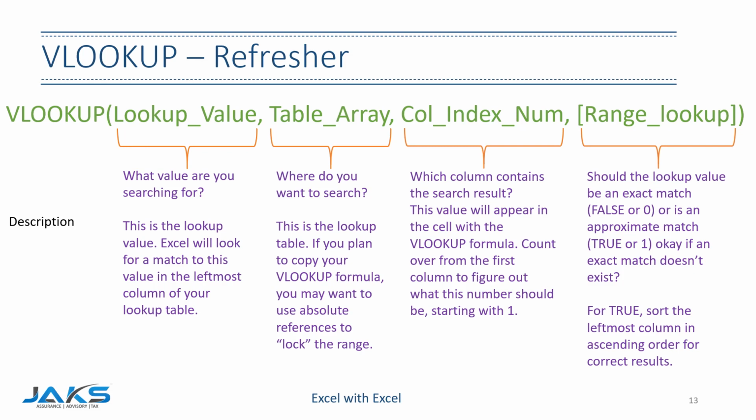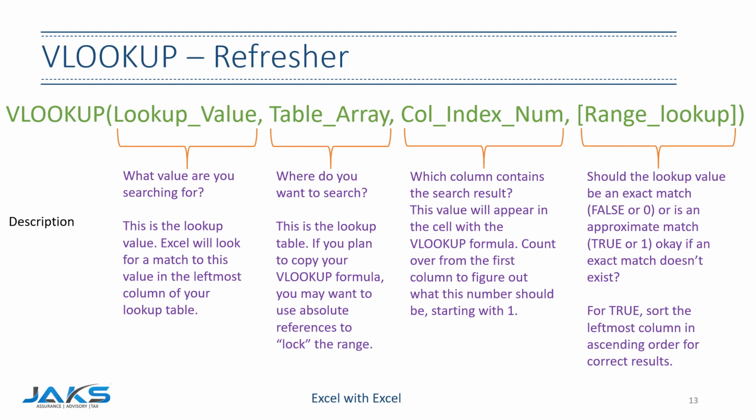Let's refresh what we learned in this video. The VLOOKUP function has 4 parameters. Lookup value is the value that we are going to search. This is the lookup value. Excel will look for a match to this value in the leftmost column of your lookup table. Table array is where we are going to search. This is the lookup table. If you plan to copy your VLOOKUP formula, you may want to use absolute references to lock the range.